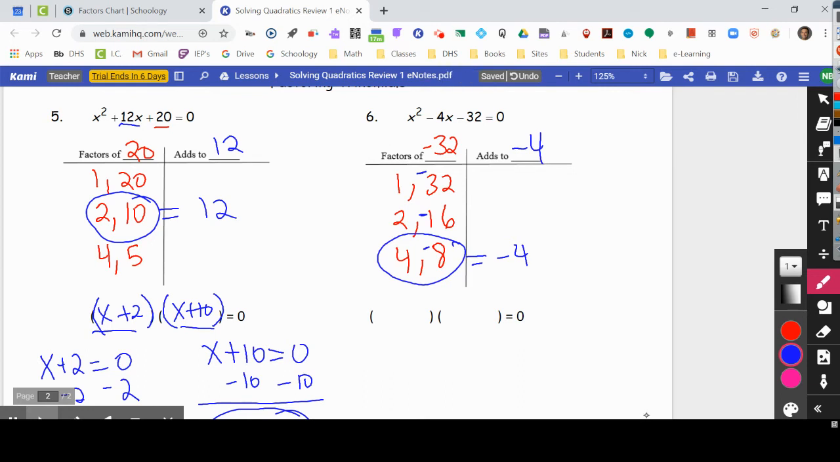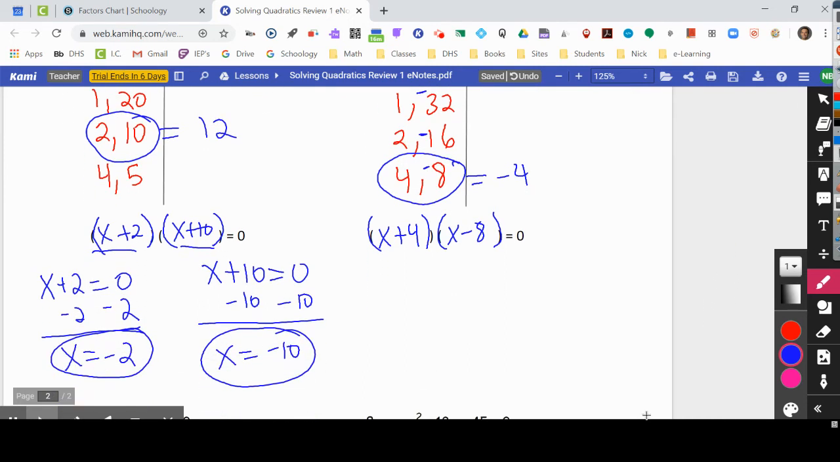So now I'm ready to factor this. I can say that x plus 4 times x minus 8 is equal to 0. The signs are really important with these problems, so make sure you go slow, take your time, and use your calculator and reference these notes.